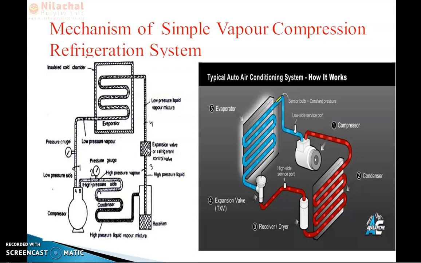The fourth component is the expansion valve. In the expansion valve, it is an isenthalpic expansion process. In the expansion valve, you are controlling the refrigerant flow. So it is also called a throttle valve or refrigerant control valve.